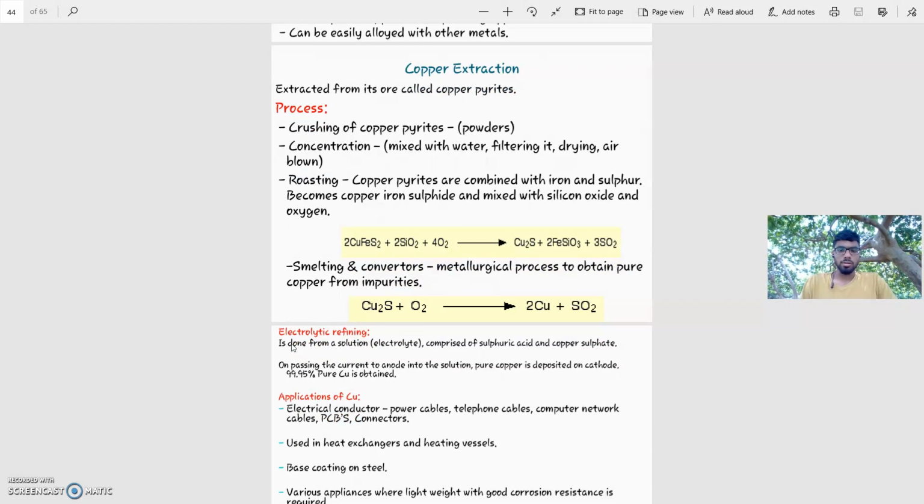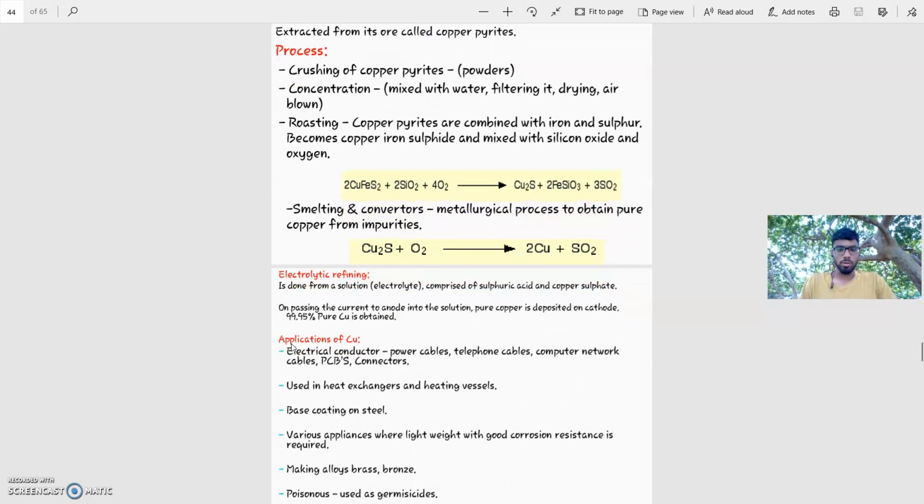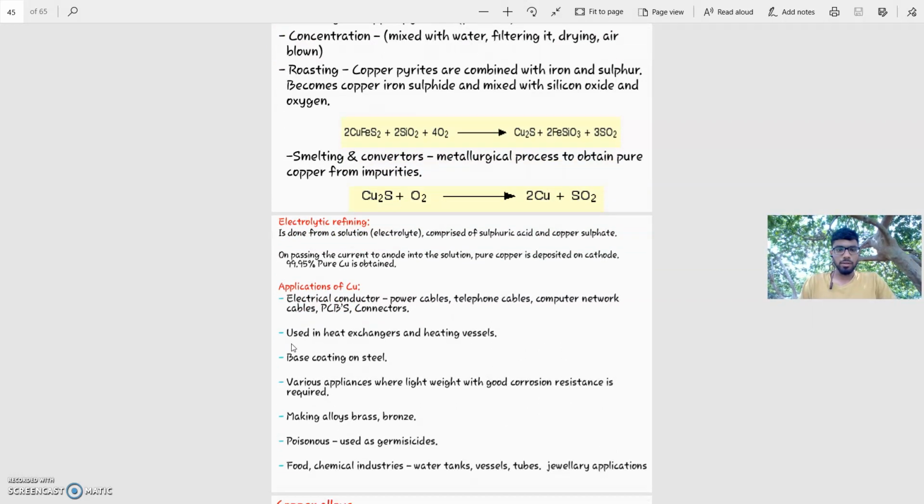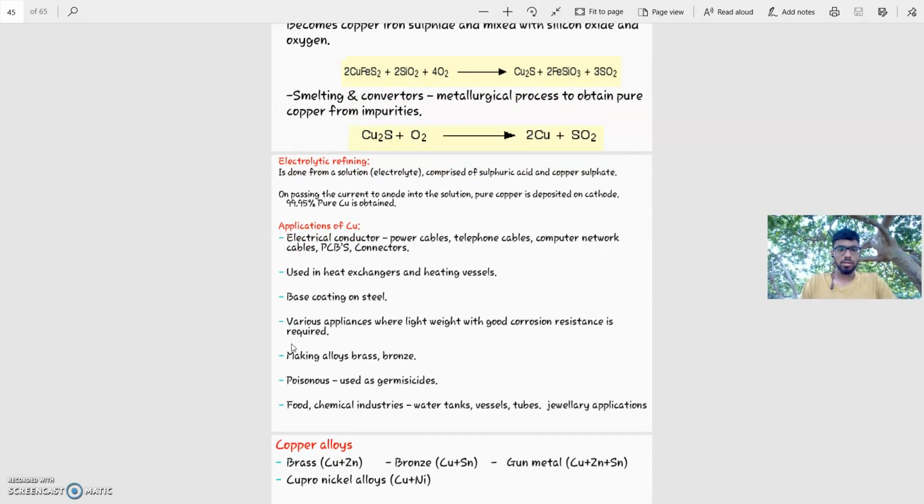Smelting and converters are the metallurgical process to obtain pure copper from pyrites. Electrolytic refining is done in a solution comprised of sulfuric acid and copper sulfate. On passing the current, the anode goes into the solution and pure copper is deposited on the cathode, 99.95% pure.